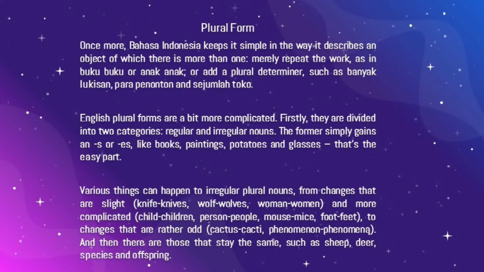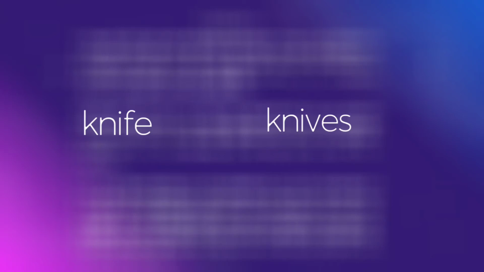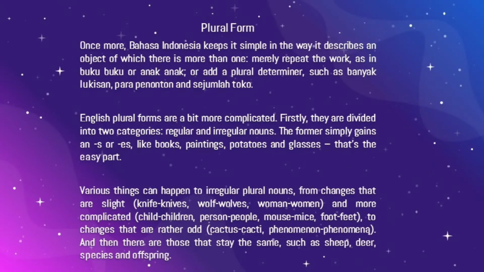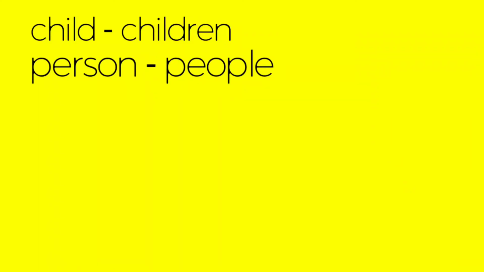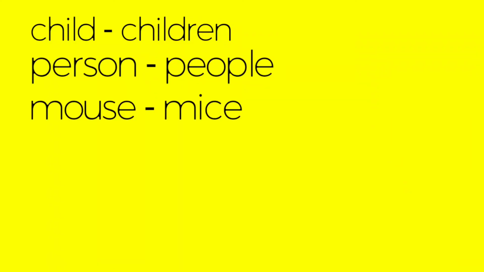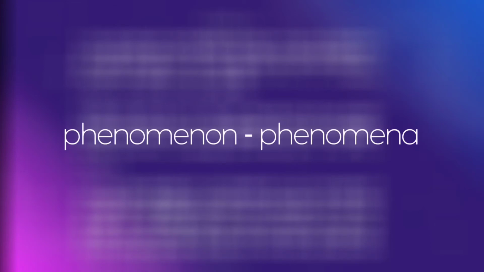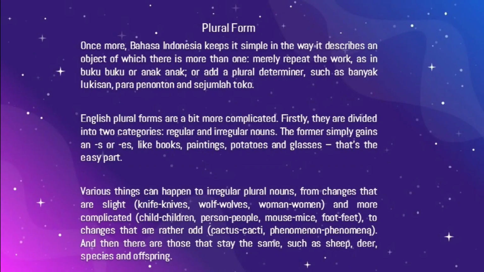That's the easy part. Various things can happen to irregular plural nouns, from changes that are like knife, knives, wolf, wolves, woman, women, and more complicated, child, children, person, people, mouse, mice, foot, feet, to changes that are rather odd, cactus, cacti, phenomenon, phenomena. And then there are those that stay the same, such as sheep, tea, species, and offspring.